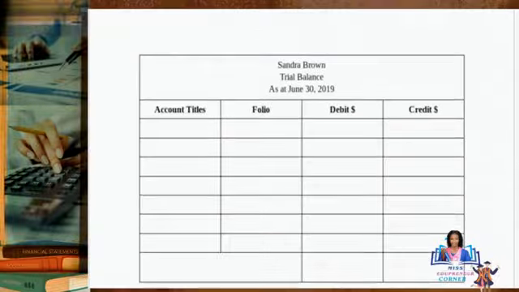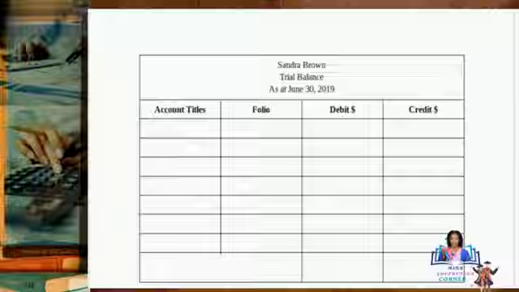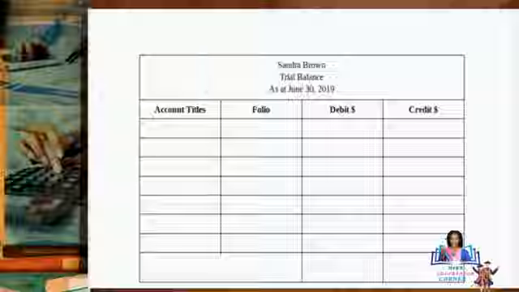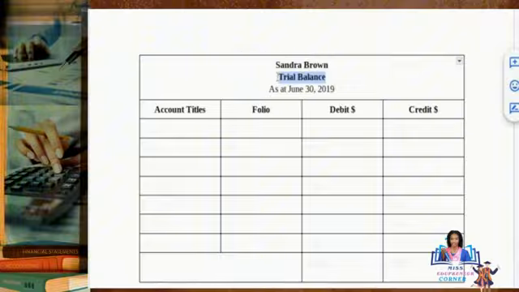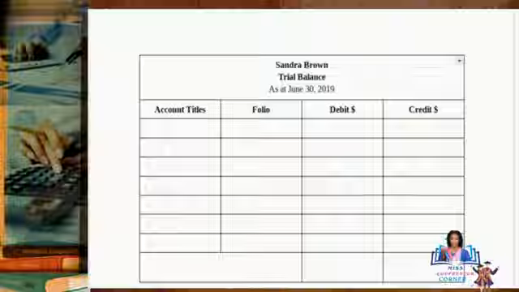So as with any other statement, you have to give it a title. The title should answer who, when, and what, or who, what, and when. In this case, who are we preparing it for? We're referring to Sandra Brown. What are we preparing? We're preparing a trial balance. When are we preparing it? As at the 30th of June 2019, or as at June 30, 2019.